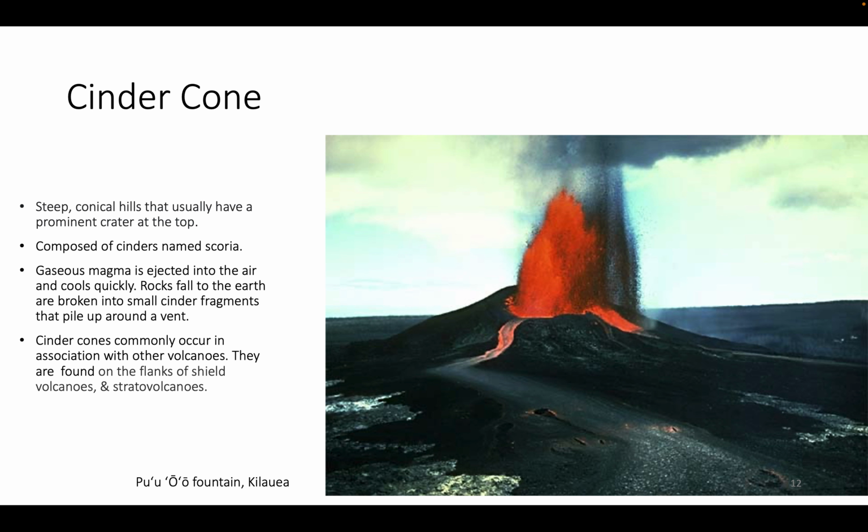So here is an image of a cinder cone. Cinder cones are commonly found in association with other volcanoes, and they can be found on the flanks of shield volcanoes and on stratovolcanoes. This is an image of Pu'u 'Ō'ō fountain from Kilauea.